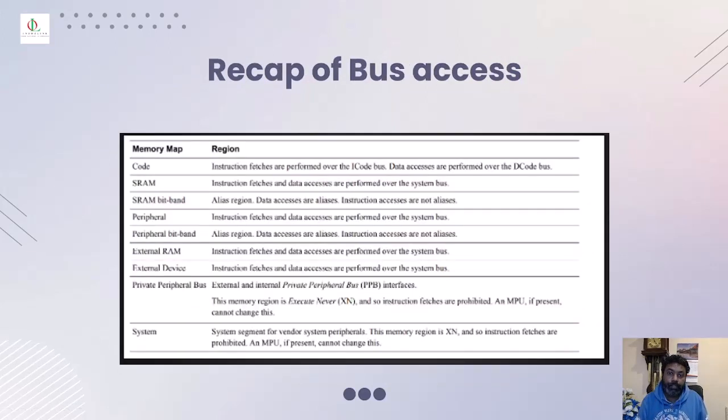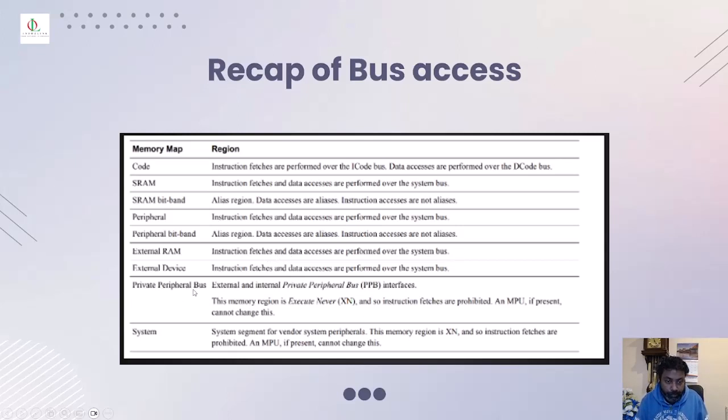So recap of the bus access: every code instruction fetch is performed over the instruction bus, and SRAM data fetches are performed by the system bus. The SRAM bit band works with the alias region, and the peripheral fetches both instructions and data over the system bus. Peripheral bit band memory map also works on the alias region. The external RAM fetches instructions and data over the system bus, as does the external device.